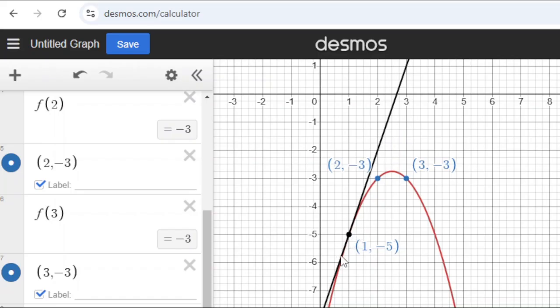In fact, I've drawn in the tangent line. Notice it looks like it's a slope of 3, right? This black line, if you go over 1, you go up 1, 2, 3, has a slope of 3. And didn't we find that the slope there was 3, right? F of 1 is -5, but f prime of 1 was 3.